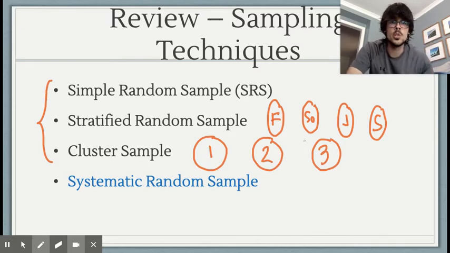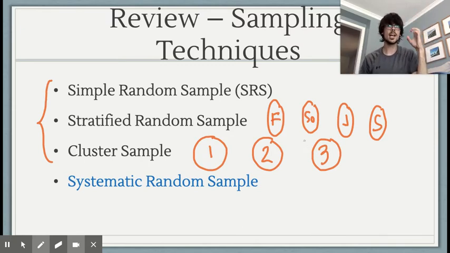Once you have them numbered, you randomly sample the groups. Okay, I got number 2 and number 7. And everybody in those bubbles becomes your sample. It's still random, but the randomness happens in which of the bubbles you select. Those three we've already learned about. That was just a quick refresher.